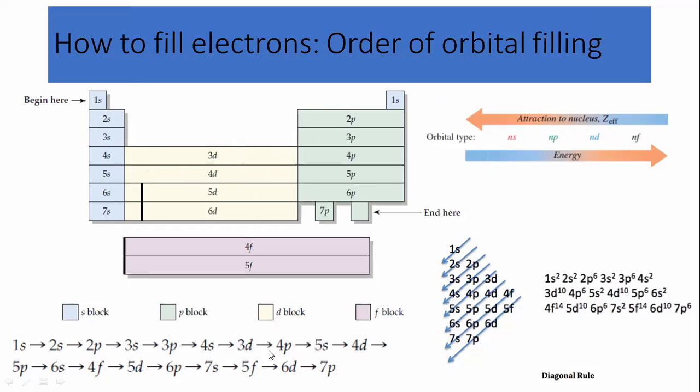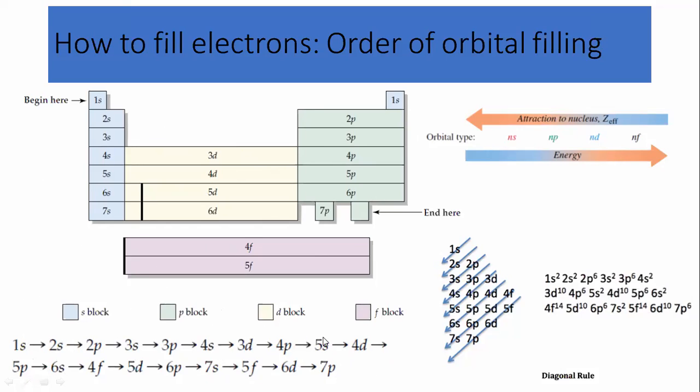And here it is written with the arrow. I started with the 1s, so it is going to start with the 1s, then it will go to the 2s, then 2p, it is written over here, 2p, then 3s, then 3p, then 4s, then 3d, and 4p, so on.